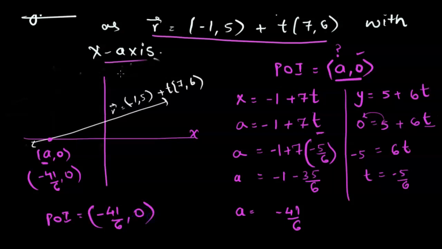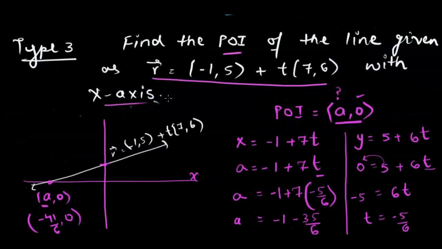If they had asked us to find the point of intersection with the y-axis, then we would be looking for this point, and in that particular case, you would put (0, b). So you would use x as 0, solve for t, and substitute t in the y equation to solve for the y coordinate. And this is how we find the point of intersection whenever a line is given in the form of a vector equation with the x or y axis.